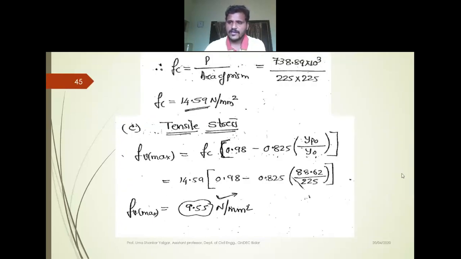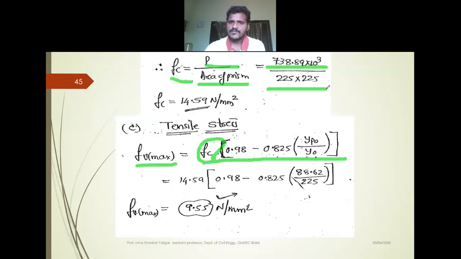Then we need to calculate the maximum tensile force. The formula is this, from the IS code. But here, to calculate this, we want fc. We know that fc is equal to P by area of prism. P, the pre-stressing force, we have already calculated. We have also calculated Y naught, and the area of the prism is Y naught by Y naught. If you substitute these values, you will get 14.59 Newton per mm square.